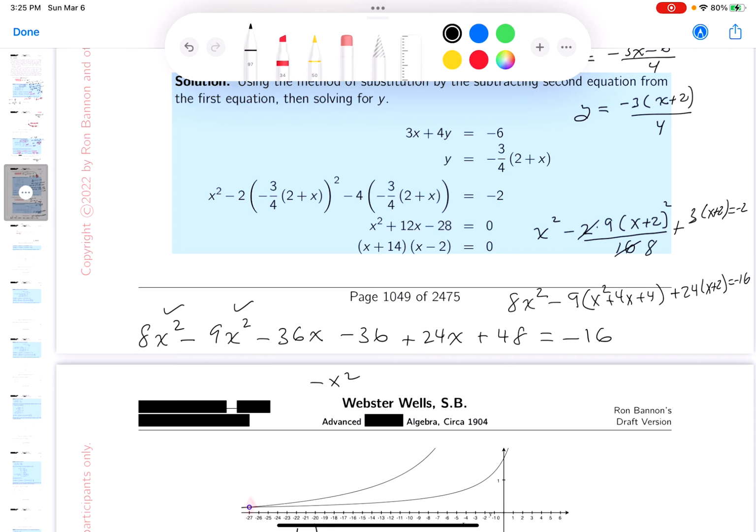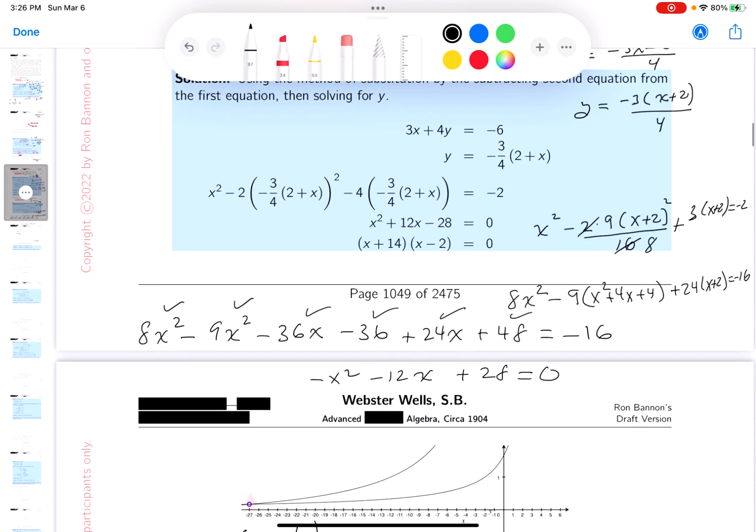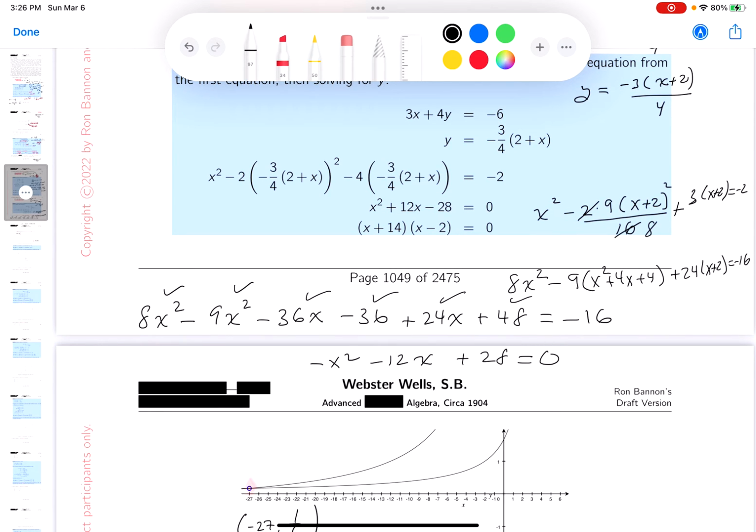Let me get my x's to come together. Minus 36 and 24. Well, that's going to be minus 12, right? Oh boy, got more to do. Minus 36 and 48. That's going to be plus 12. And then I add 16 to that, would be 28. Things are coming together. I am going to multiply both sides by minus 1. And what do you get? x squared plus 12x minus 28 equals 0.